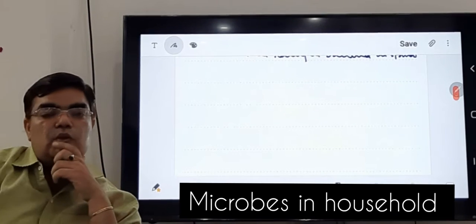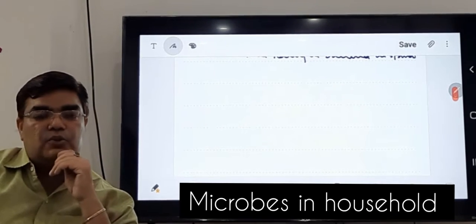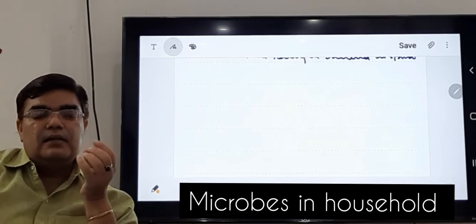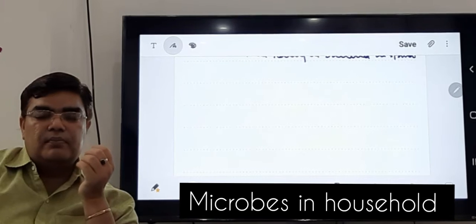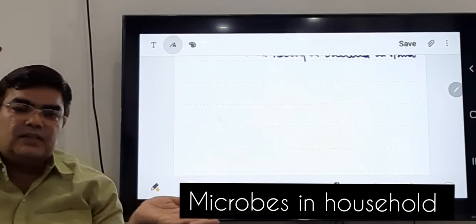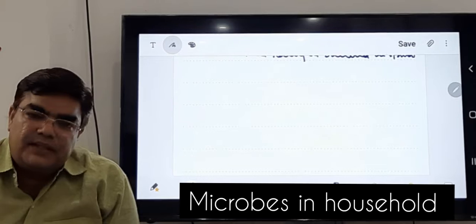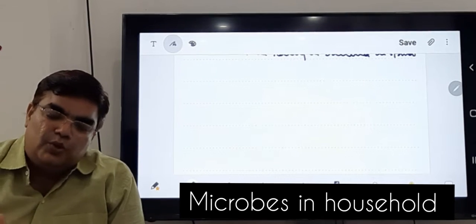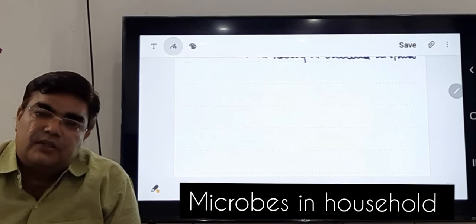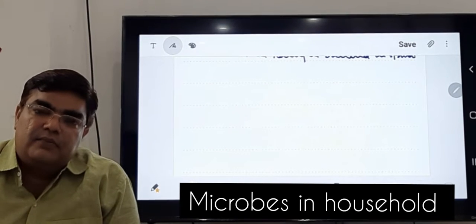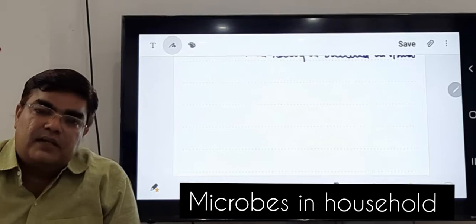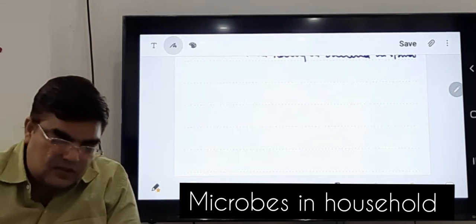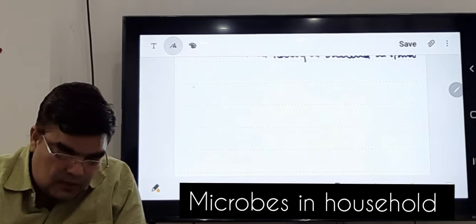The second use of the microbe in household is the dough. You know dough? Have you ever eaten idli, dosa, vada? These all are fermented with the help of yeast and form dough. Dough rises up due to production of carbon dioxide as a result of the respiration of yeast inside them. So the next topic of today is dough.